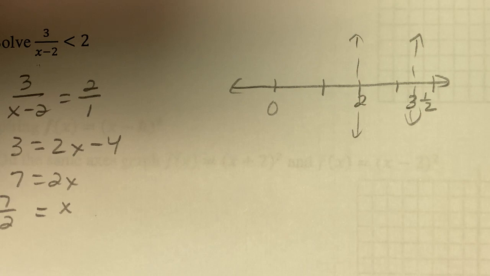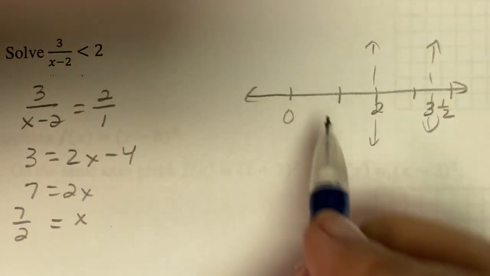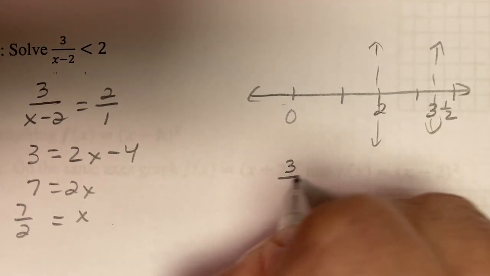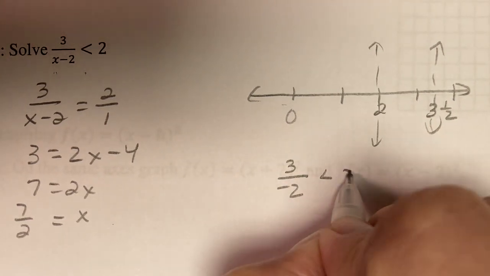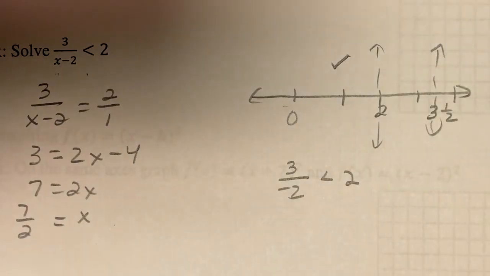So let's go ahead and pick some values and plug them in and see if they work. So let's start at the left. Let's plug in a 0. So that would be 3 over -2. Is that less than 2? Well, this is -1.5. Absolutely, it's less than 2.